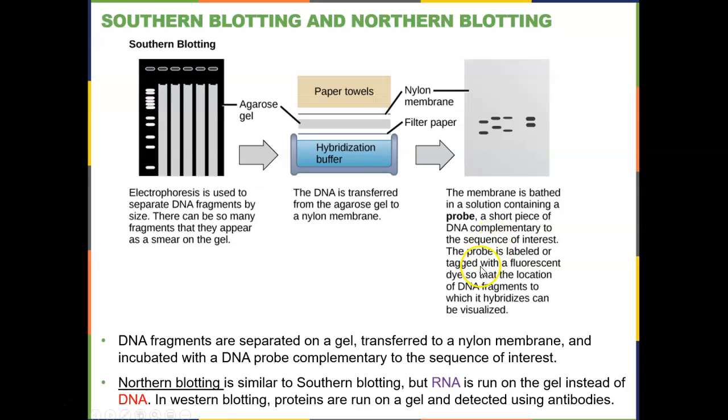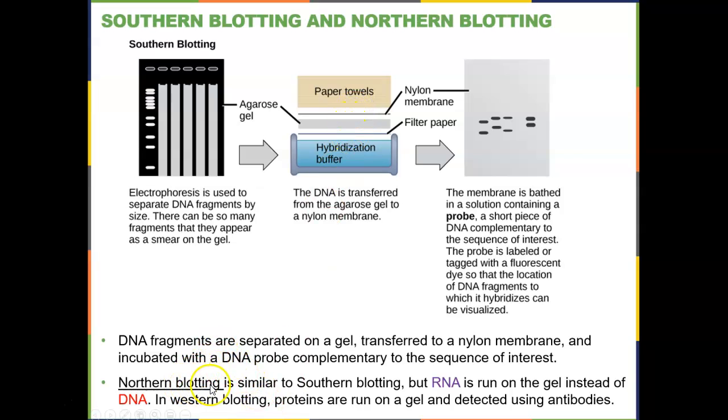And these probes will be labeled with a fluorescent dye, so that way we'll be able to visualize them under a UV light. So the DNA fragments are separated on the gel, they get transferred to the nylon membrane, and then we add in the probes so we see just the DNA that we are particularly interested in. So that's a southern blot, and this is the blotting when you add it to the nylon membrane.